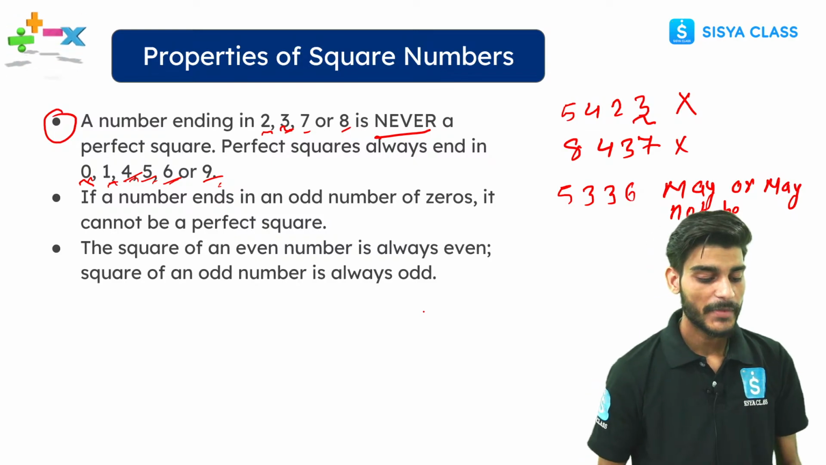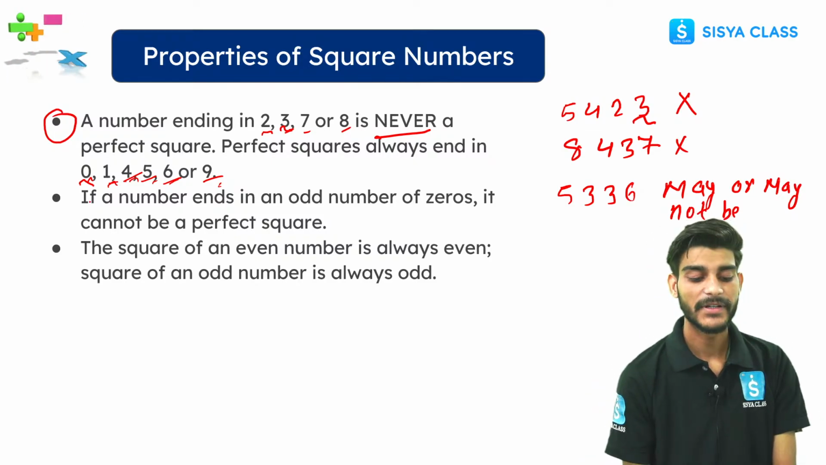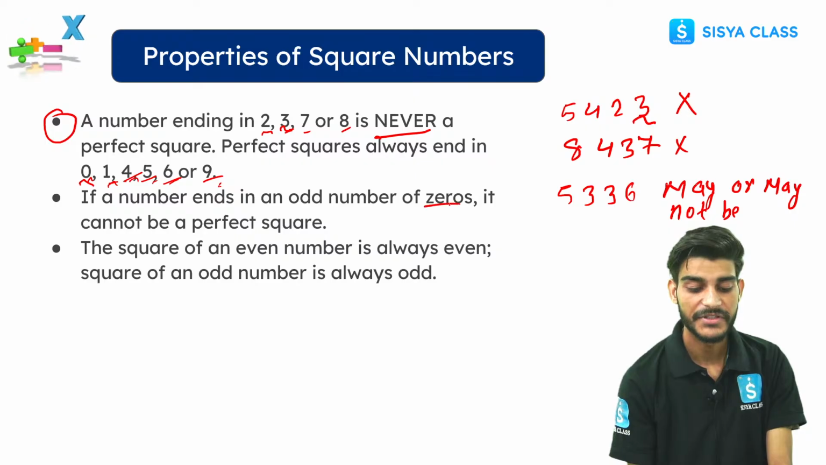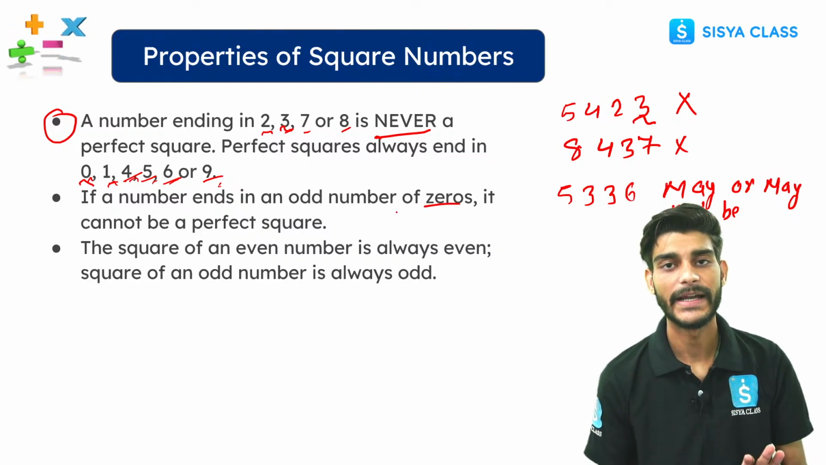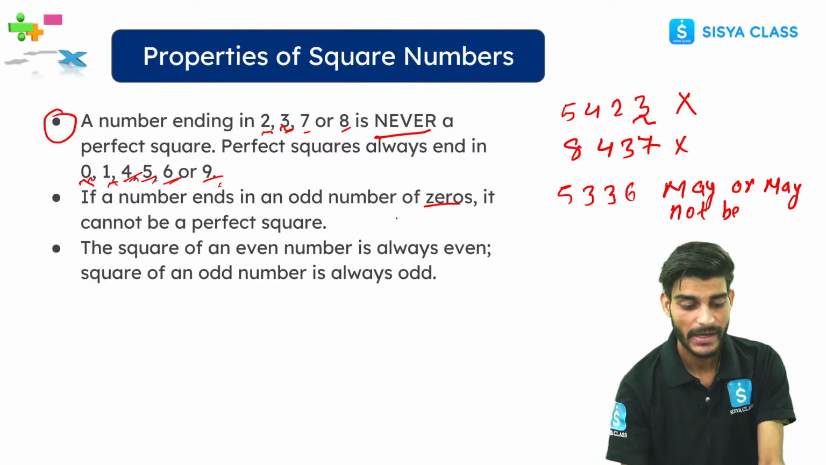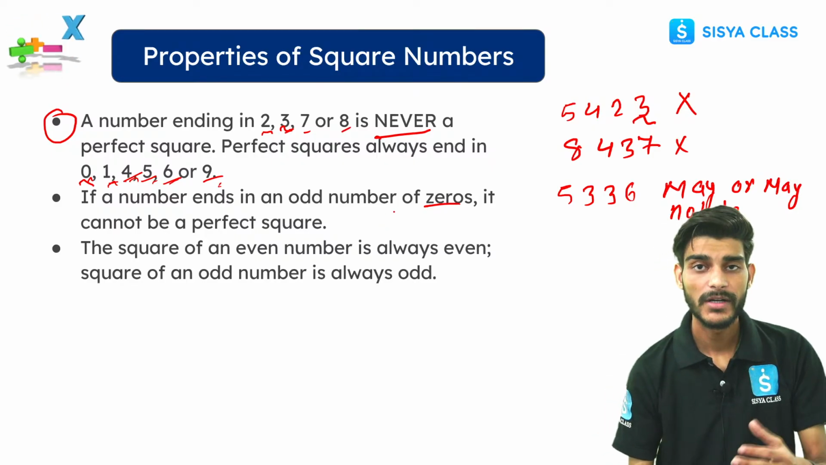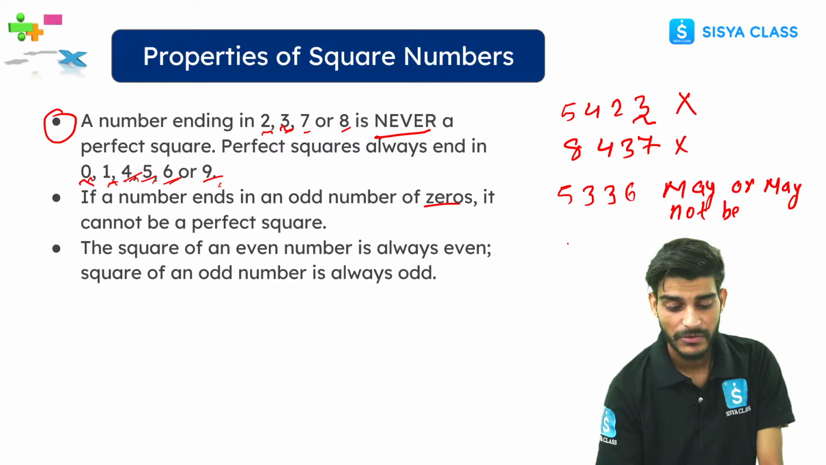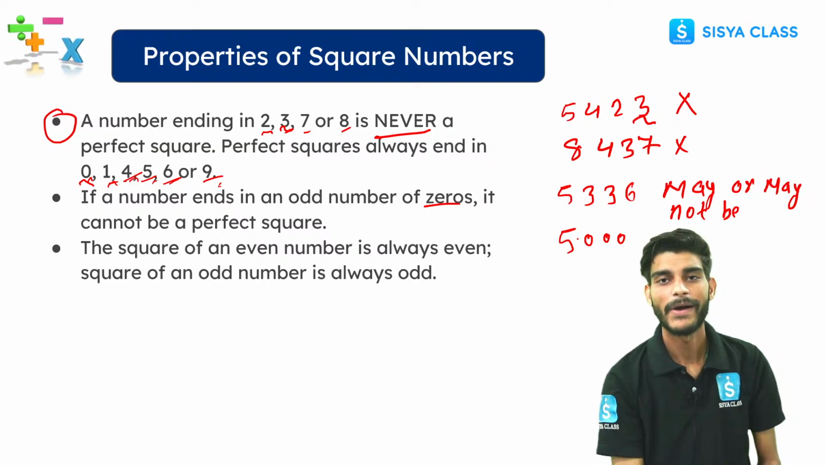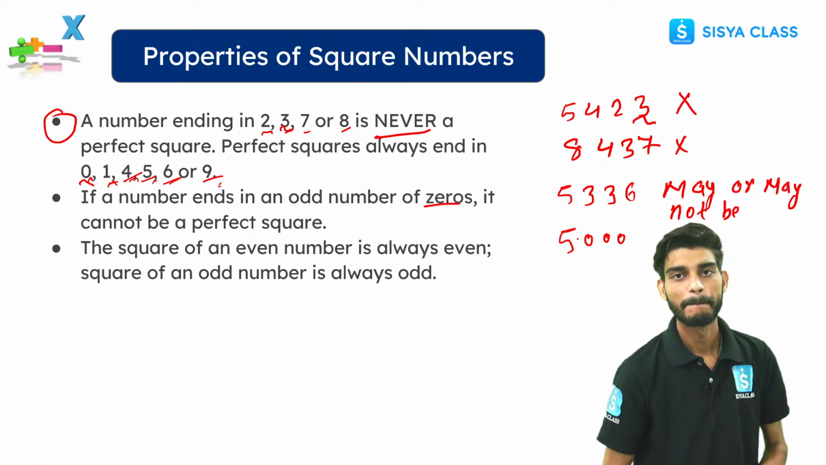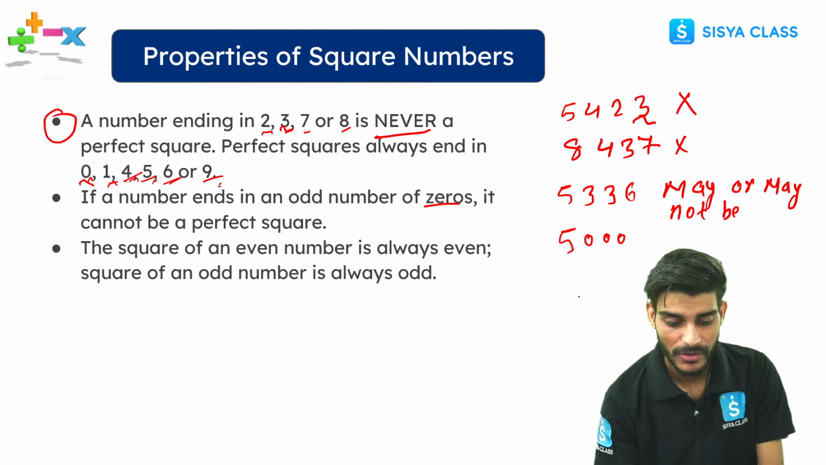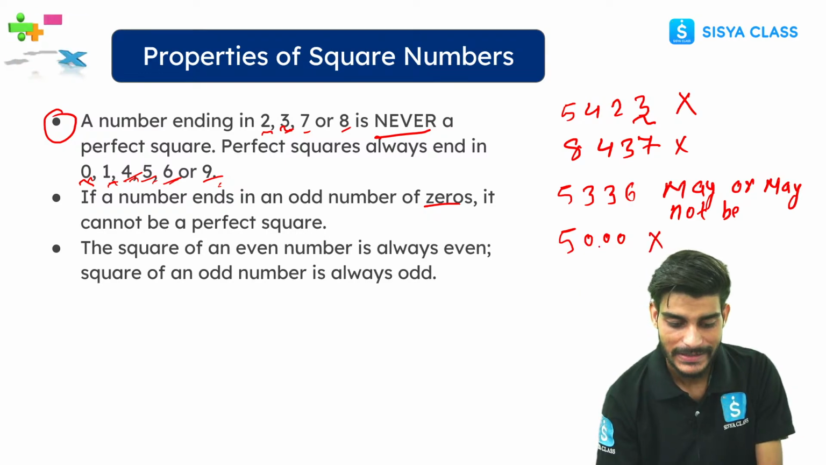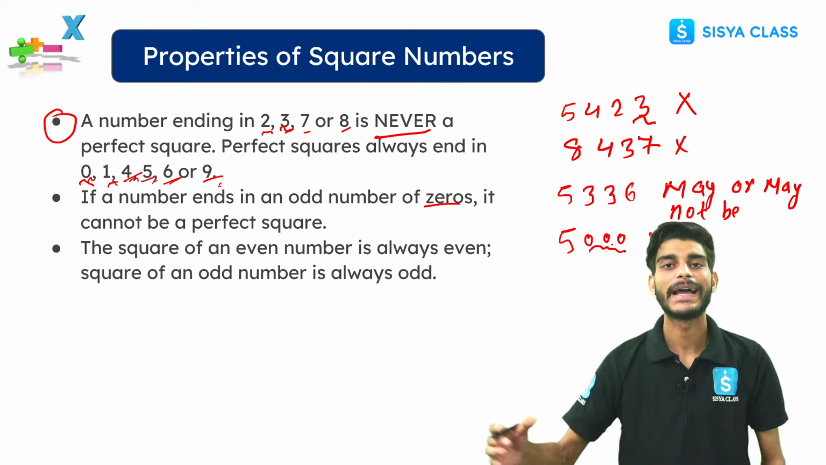Now let's come to property number 2, and it says that if a number ends in an odd number of zeros, it cannot be a perfect square. It can never be a perfect square. Odd number means a number which is not divisible by 2. So if a number is 5 with an odd number of zeros, 5,000, is it a perfect square? No, this cannot be a perfect square because we have an odd number of zeros at the end.